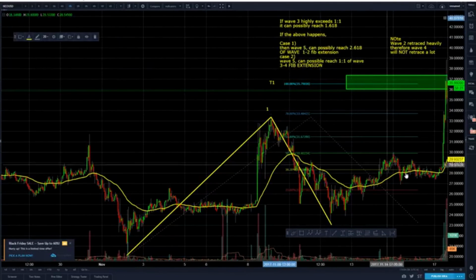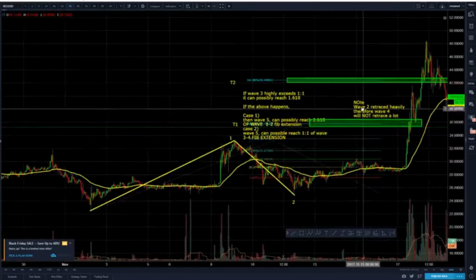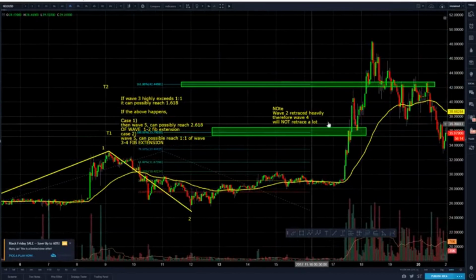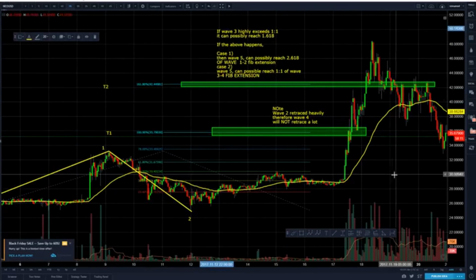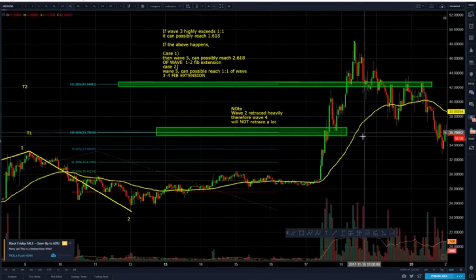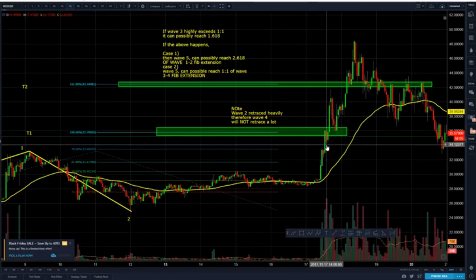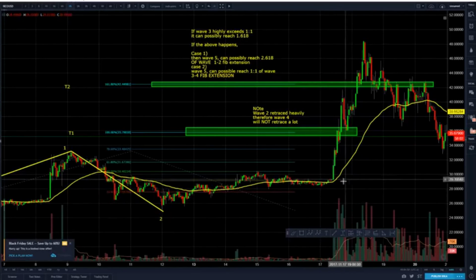This is Neo, by the way. Okay, it hits my target 1. Look at this. Right? Cool. Isn't that pretty awesome? So now wave 3 didn't quite get to 1.618, so I took my profit there, right? I took my profit there, but that would have been too early because we would have noticed that this is actually still all of wave 3.